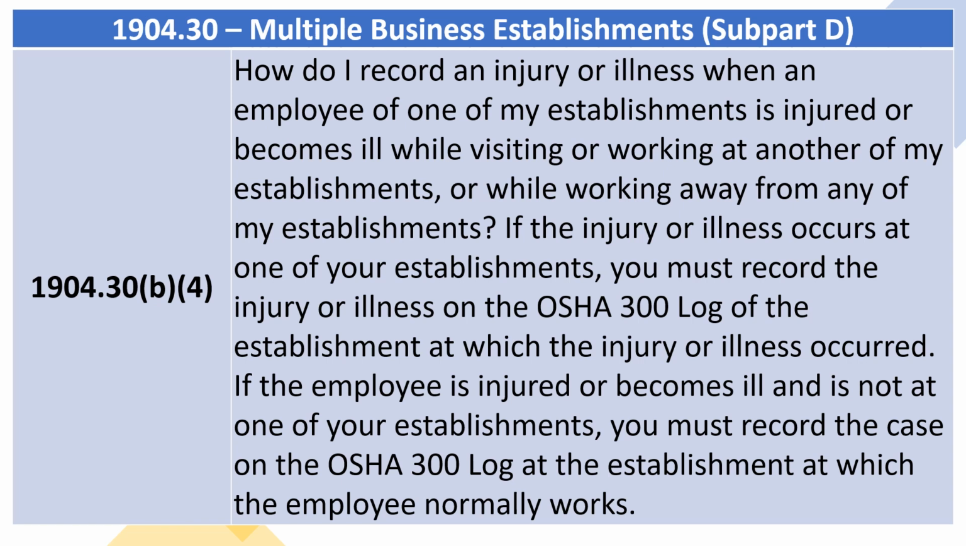1904.30b4, how do I record an injury or illness when an employee of one of my establishments is injured or becomes ill while visiting or working at another of my establishments, or while working away from any of my establishments? If the injury or illness occurs at one of your establishments, you must record the injury or illness on the OSHA 300 log of the establishment at which the injury or illness occurred.